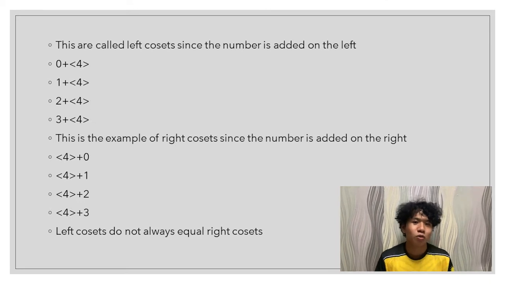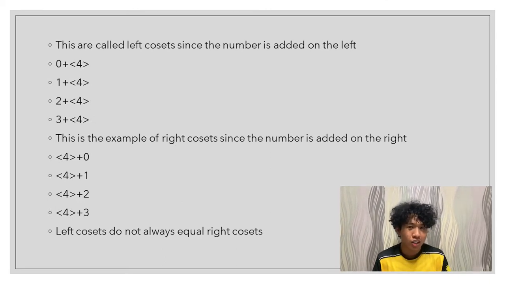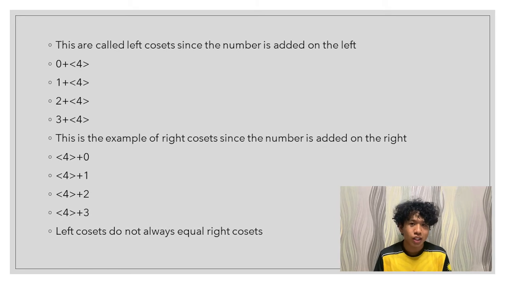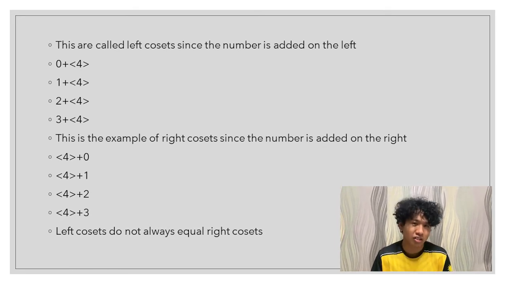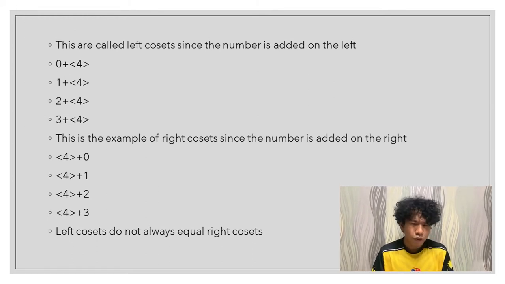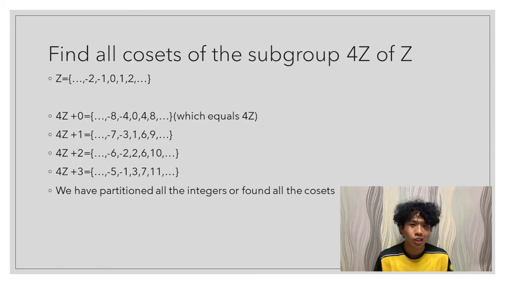There are two kinds of cosets, left cosets and right cosets. Left cosets are called left cosets since the number is added on the left, and right cosets are called right cosets since the number is added on the right. But let us remember, left cosets do not always equal right cosets. Let's go to another example.